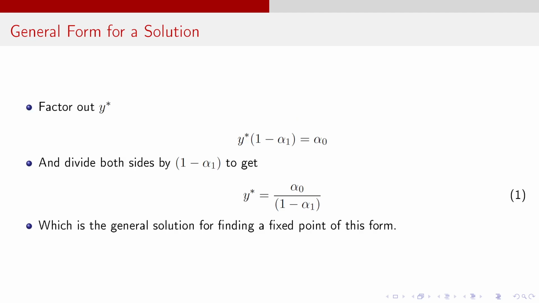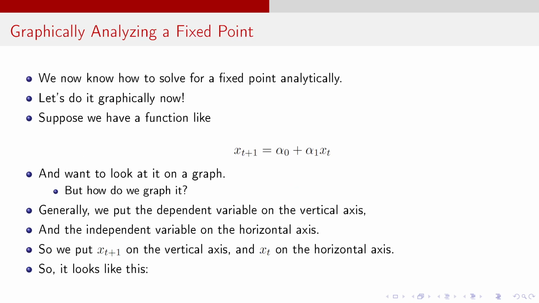Again, I'm going to factor out y star. So I get y star times 1 minus alpha 1 equals alpha naught. I divide both sides by 1 minus alpha 1, and that gives me my equation 1 here. Y star equals alpha naught divided by 1 minus alpha 1. And this is the general solution for finding a fixed point of the form. Good to know.